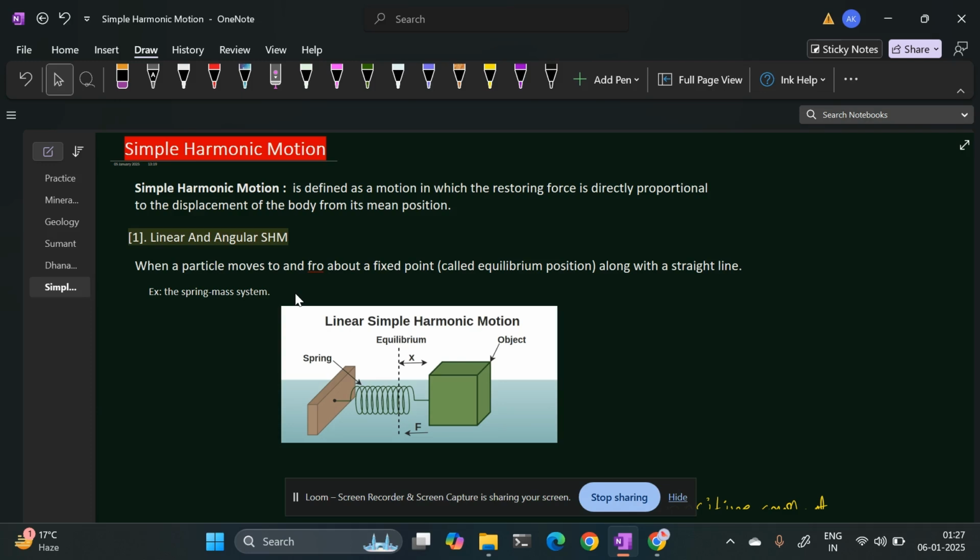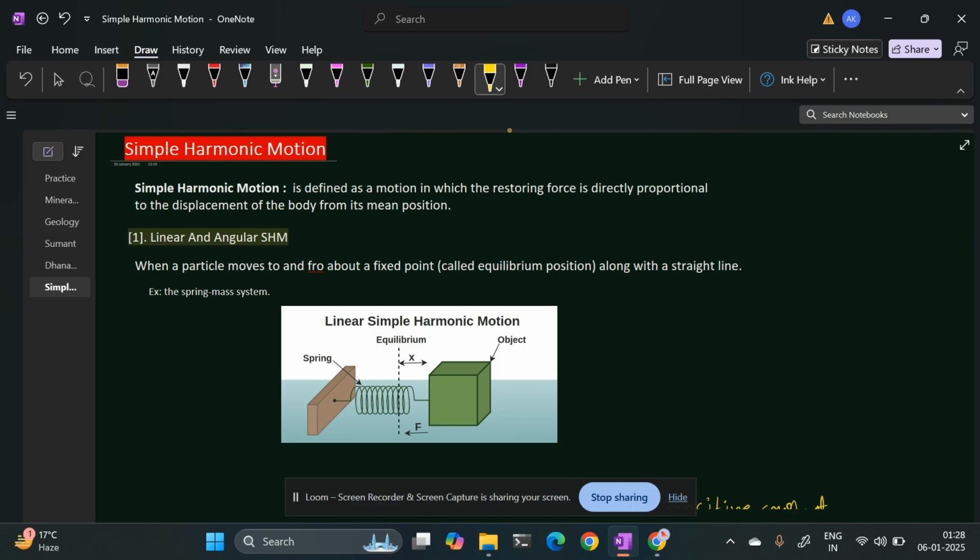Today we're going to see simple harmonic motion, especially the subtopic of simple harmonic motion, that is linear and angular SHM. Before we explain linear and angular SHM, firstly let's briefly explain what is simple harmonic motion. Simple harmonic motion is a special kind of oscillatory motion in which restoring force is directly proportional to the displacement of the body from its mean position.